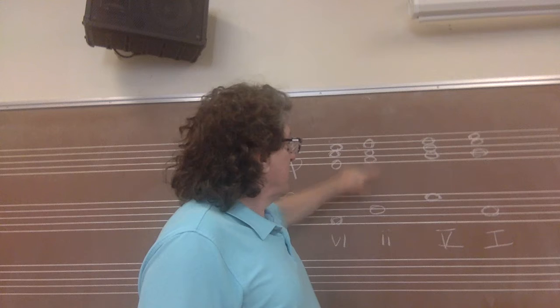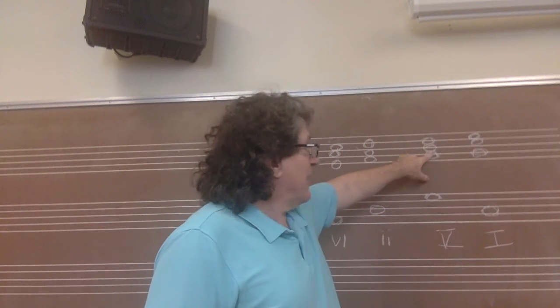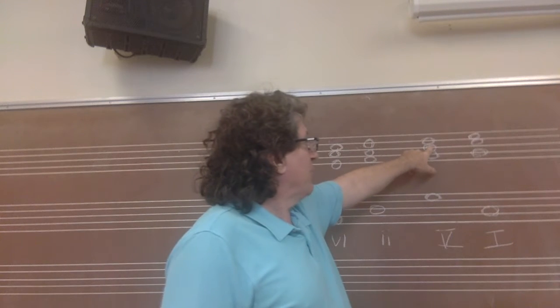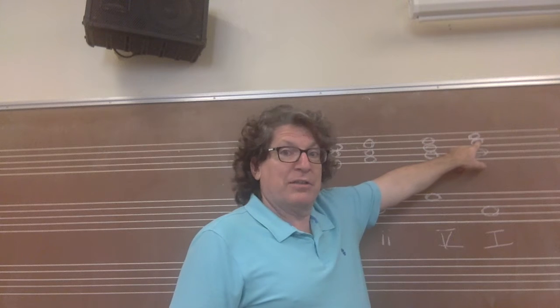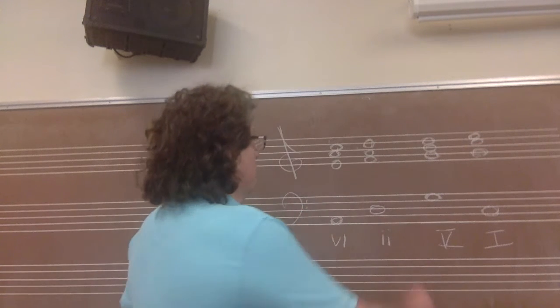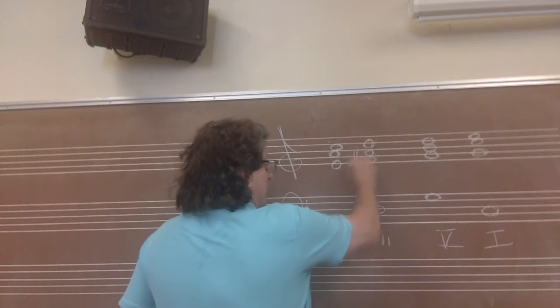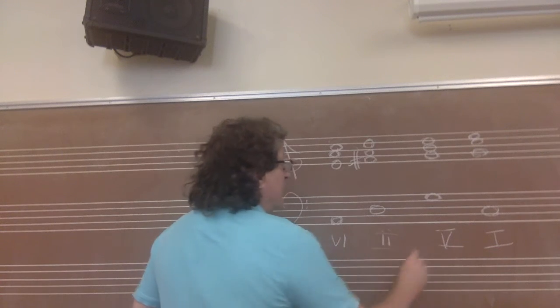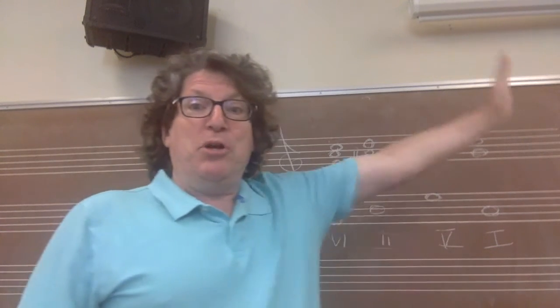I can make a half step from the third of that chord to that note there, just like I have a half step from the third of this chord, the dominant, to the tonic. All I have to do is put a sharp, change the 2 to a major, and now it pulls beautifully.